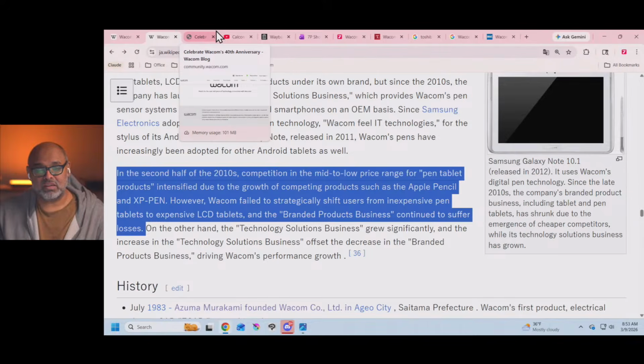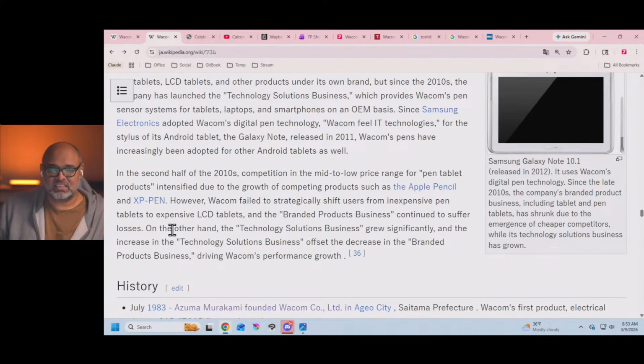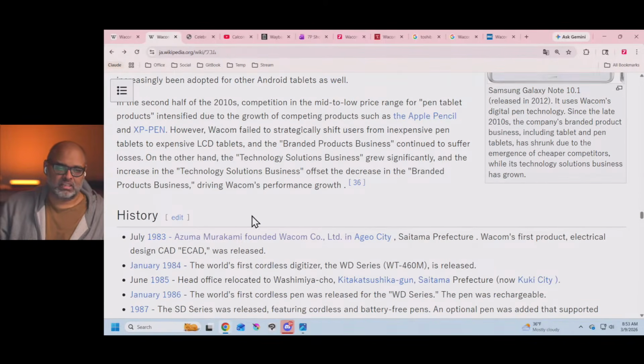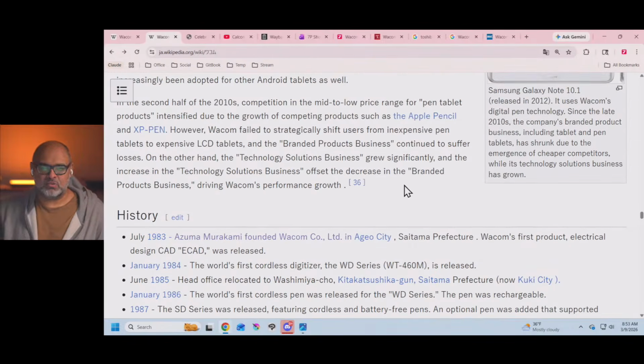Most of the money Wacom makes comes from technology they sell to other companies, right? And it doesn't go specifically saying numbers here, but it actually does say this, right? As the branded business declines, the technology solutions business has risen. Now this is just a timeline history, so I just want to share some thoughts here. This is kind of a summary of some of the things I told that person I was talking to.